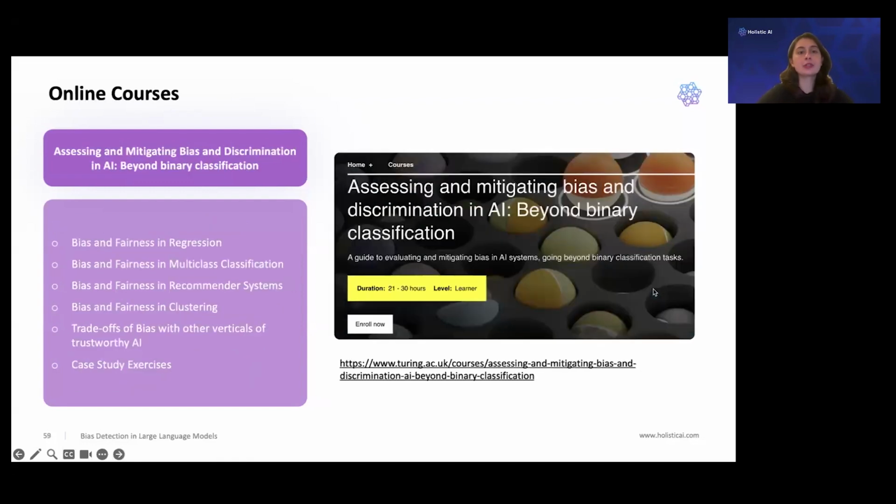In the second course, we are focusing on a range of machine learning tasks beyond binary classification, and we see why fairness is a concern in regression, multi-class classification, recommender systems, and also clustering. This course covers various definitions of fairness that apply specifically for these tasks, alongside methods for measuring and mitigating fairness in each context. Participants engage with a range of case studies and hands-on programming exercises, so it allows them to put these concepts into practice. Additionally, we explore how different verticals of responsible AI, such as robustness, privacy, and explainability, intersect with fairness across these different types of machine learning tasks.